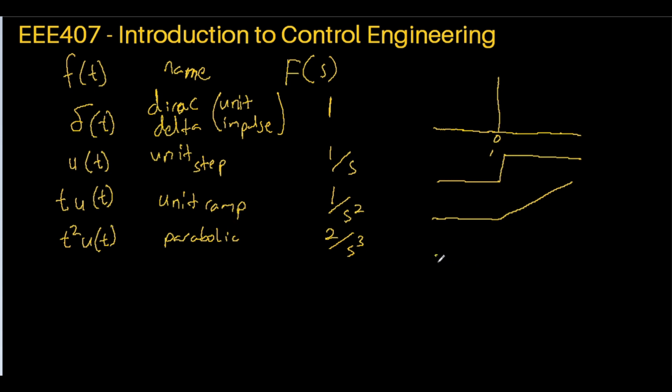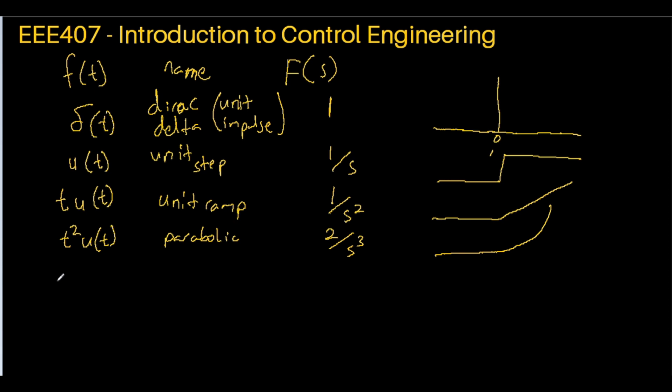So it's 0 when time is less than 0, and then it starts rising with a square law relationship. Okay, so it's the square of the time. So it rises like that, and that's probably the last function I would draw here.